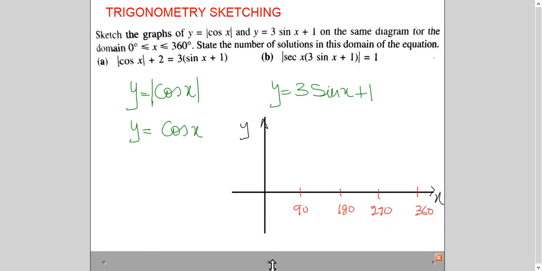And I will put the link of the video in which I have explained in much detail the sketches of cos x, sin x, and tan x. So here I will go a little fast about it. My focus will be on this basically, because these sketches I have explained in detail in the other videos. So y equals cos x we will sketch here first.